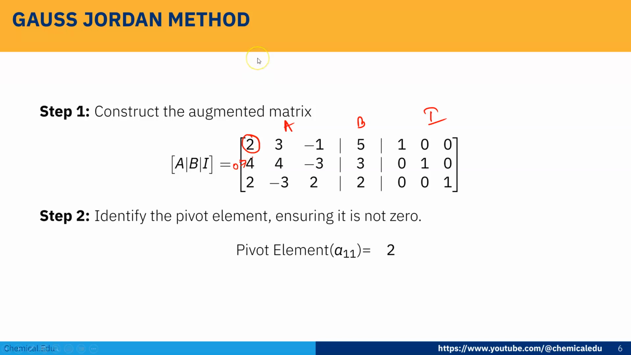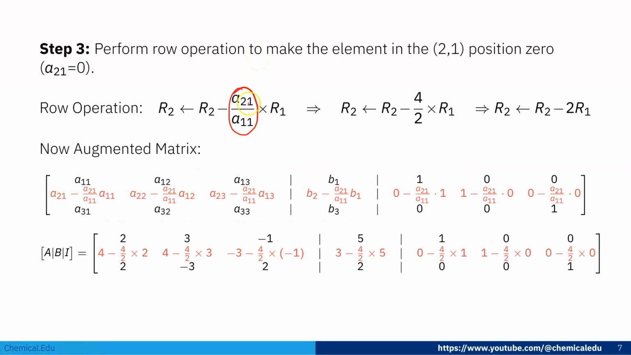For that we have to take the multiplier A21 by A11, and then do the row operation. So R2 will change: R2 minus this multiplier into R1. A21 by A11 is nothing but A21 is 4, A11 is 2, into R1. So now we have to do the operation: A21 minus A21 by A11 into A11.